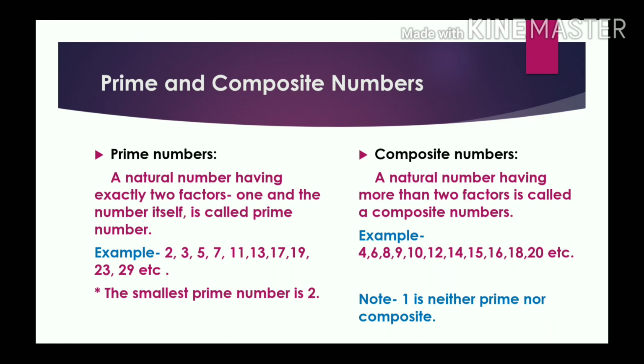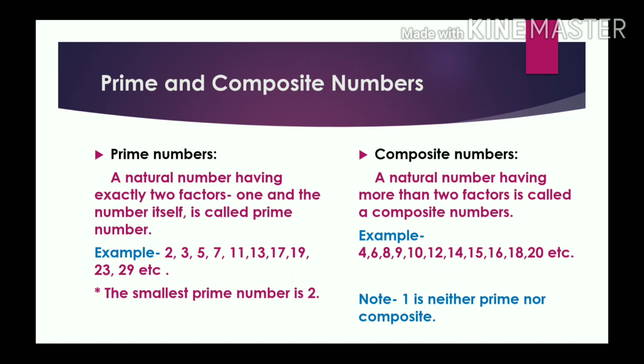Now let's see composite numbers. A natural number having more than two factors is called a composite number. For example, 4, 6, 8, 9, 10, 12, 14, 15, 16, 18, 20, etc.